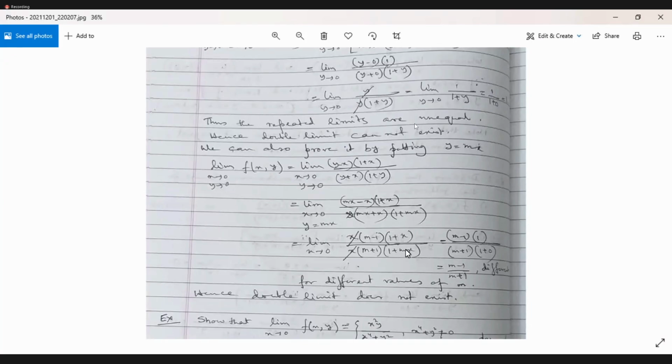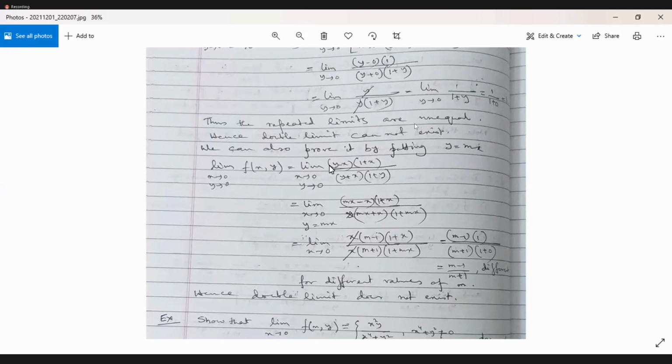1 plus x by 1 plus m into x. So if you put x equal to 0, this will be 1 plus x by 1. There's m minus 1 divided by m plus 1 into 1. So this is m minus 1 by m plus 1. Again, this is depending on m. Therefore, for different values of m, the function will have different values. Therefore, limit doesn't exist. Double limit doesn't exist.